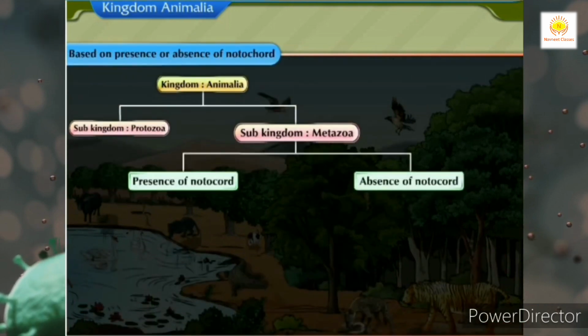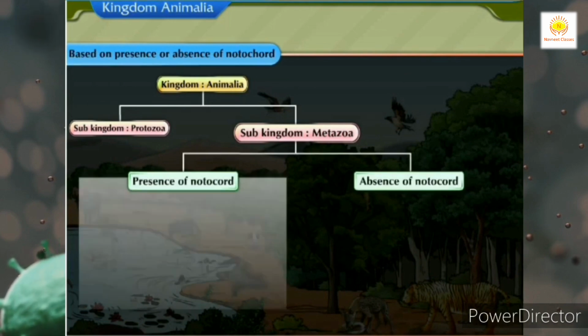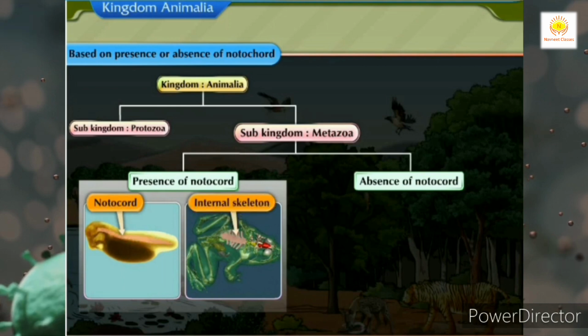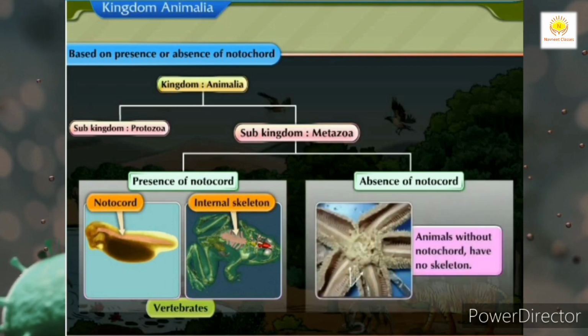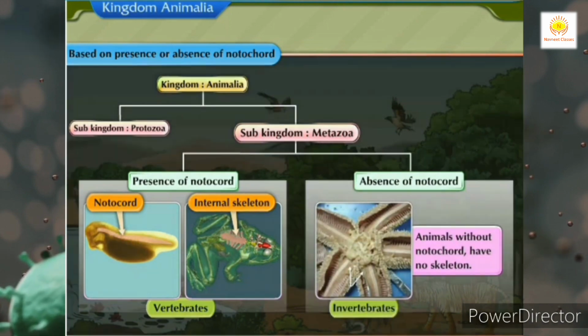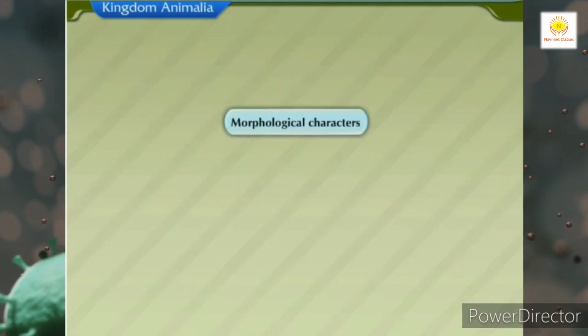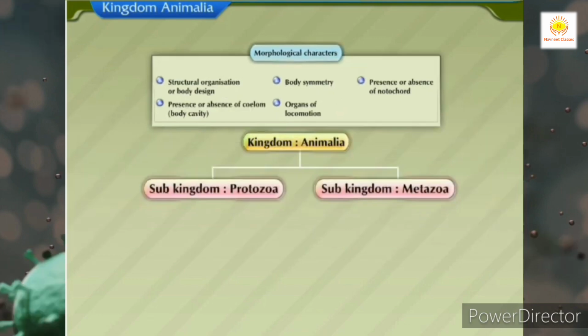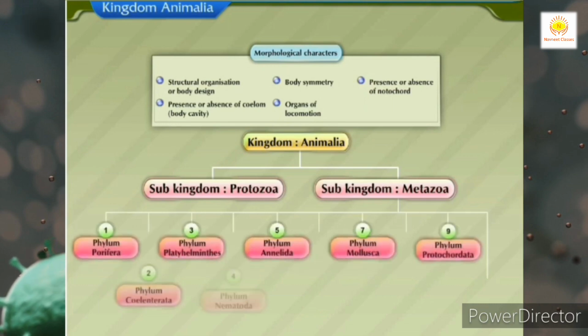Based on presence or absence of notochord, the animals having notochord develop an internal skeleton as in case of vertebrates. The animals without notochord have no skeleton as in case of invertebrates. When we consider these morphological characters, the subkingdom Metazoa, which includes megascopic animals, is further classified into 10 phyla.